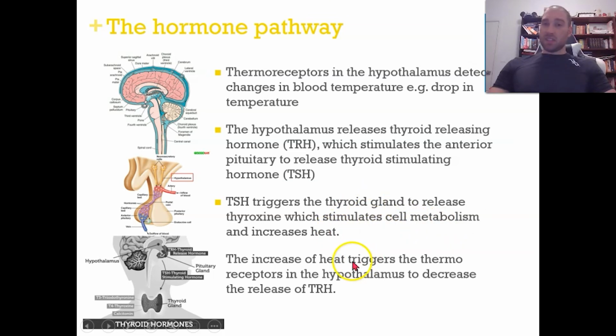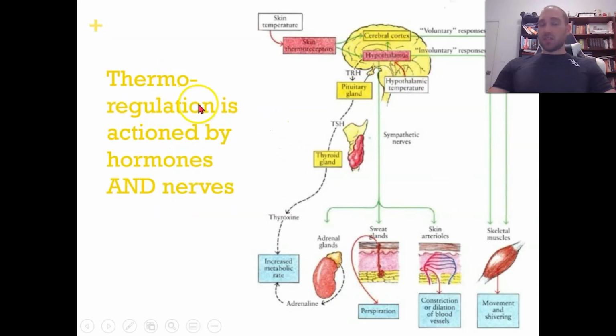Once the body temperature starts to increase, that's detected by the thermoregulatory center in the hypothalamus, so less thyroxine will start to be produced because we don't need the metabolism to keep on burning sugar if we're already nice and toasty warm inside our bodies. Key idea here is thermoregulation is actioned by hormones and nerves. So we've got a thyroxine pathway that uses hormones, and we've got our shivering and our sweat glands, and our vasoconstriction and vasodilation that is controlled by nerves.